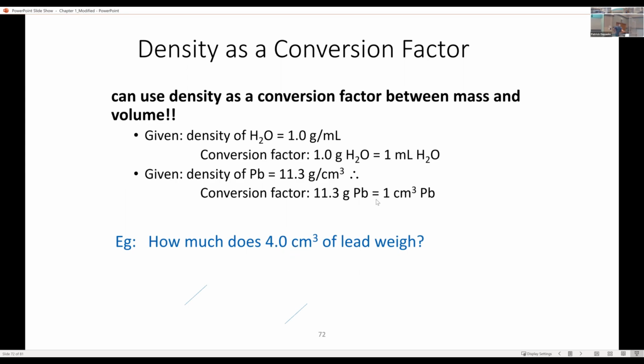If 1 milliliter weighs this much, you can just multiply it by 4, totally. But the correct way to do it is 4.0 milliliters, and then you're going to use your conversion factor that 1 milliliter is 11.3 grams. So you would do 4 times 11.3 over 1, and you would end up with your answer, which is 45. So you can also use density as a conversion factor.